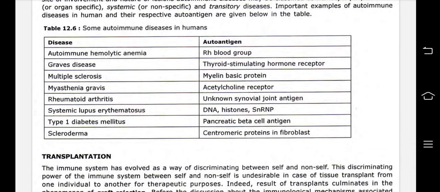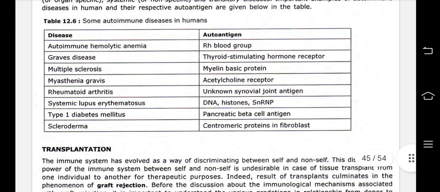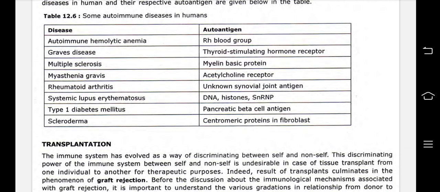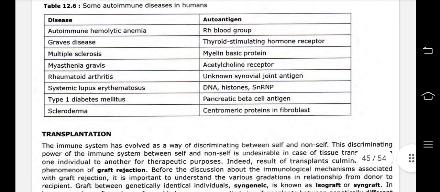Disease: autoimmune hemolytic anemia, Rh blood group is the autoantigen. Then Graves' disease, thyroid stimulating hormone receptor. Multiple sclerosis, myelin basic protein. Myasthenia gravis, acetylcholine receptor. Rheumatoid arthritis, unknown synovial joint antigen. Then systemic lupus erythematosus, DNA, histone, snRNP. Then type 1 diabetes mellitus, pancreatic beta cell antigen. Then scleroderma, centromeric proteins in fibroblast.